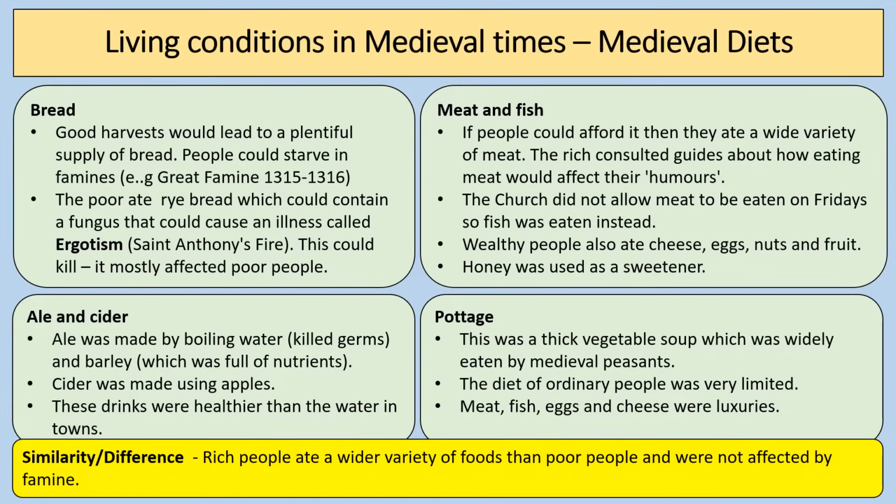A big staple diet, particularly of poorer people, was called pottage, which was a thick vegetable soup widely eaten by medieval peasants. But the diet of ordinary people was pretty limited. For poorer people, meat, fish, eggs and cheese were luxuries. They might be eaten on special occasions, such as a holy day, for example. So there's a big focus there on that diversity of experience.